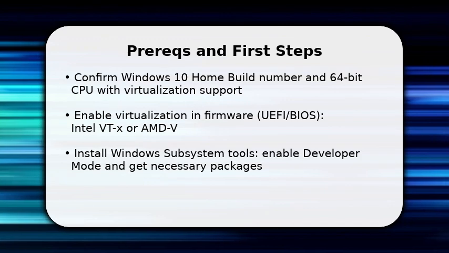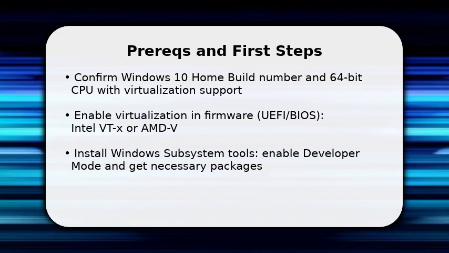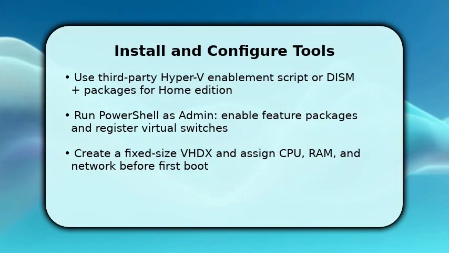Make sure developer mode is enabled in settings to allow sideloading tools. Then download a supported Hyper-V alternative installer package. Don't install yet. Prepare files in a known folder so the next steps run smoothly. Now you'll perform the complex installation.